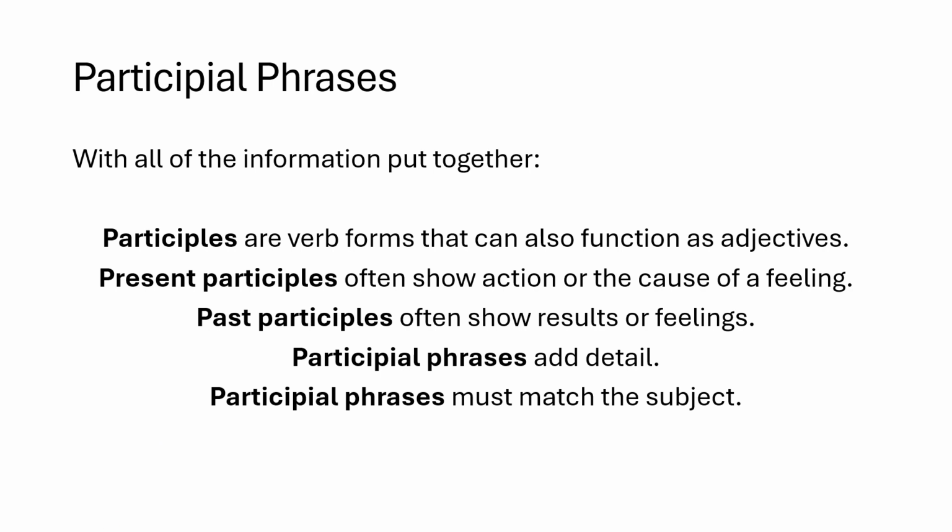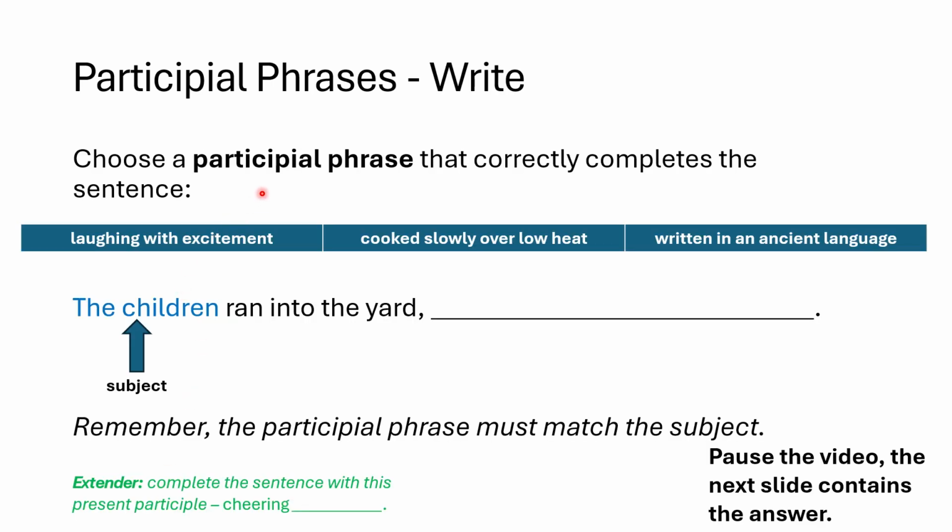In the next part of the lesson, we will be matching participial phrases with the appropriate sentence. Choose a participial phrase that correctly completes the sentence. The children ran into the yard, laughing with excitement, cooked slowly over low heat, written in an ancient language. Remember, the participial phrase must match the subject.